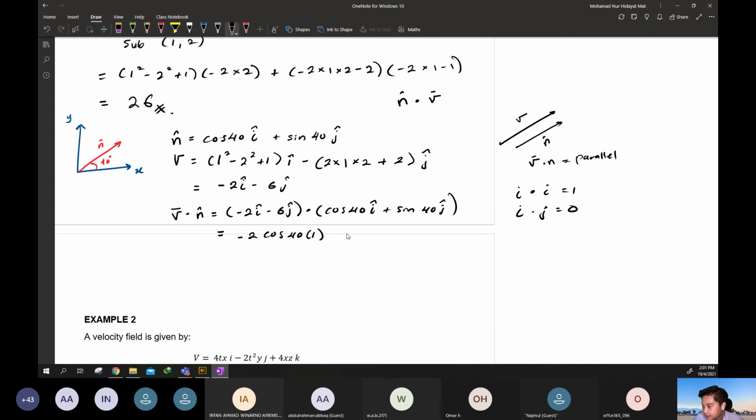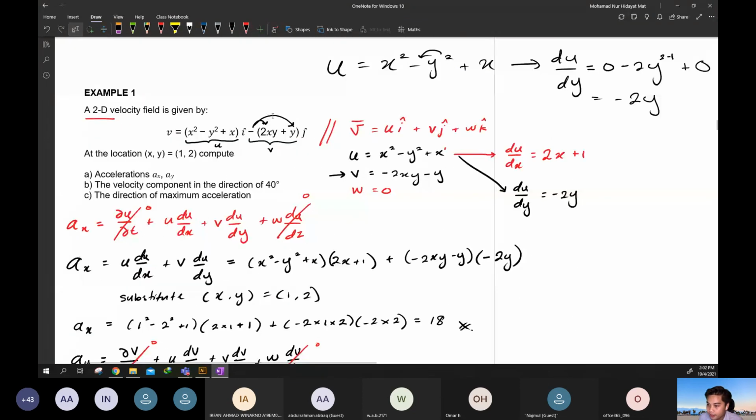Then negative 6 multiplied with sine 40, since j multiplied with j is 1. So what we got here is actually negative 5.39. That is the vector form in the 40 direction. You can see it is negative, meaning it is counter to this direction.